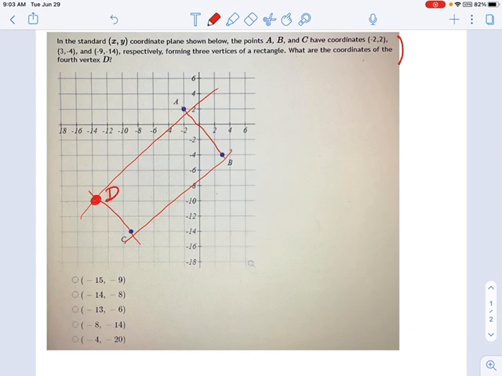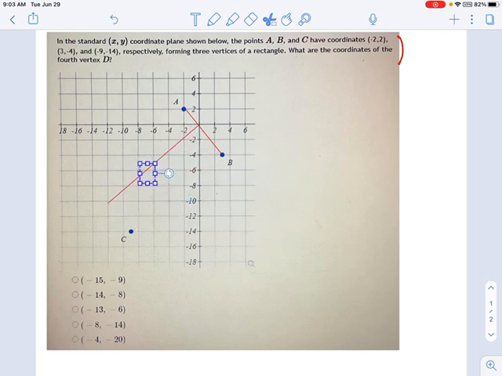And the way we're going to figure this out is by using a property of rectangles, which is that they have equal opposite sides. So here's one side, AB, and here's another side, CB. And what I need to do is figure out what it would take to make an equal length side.